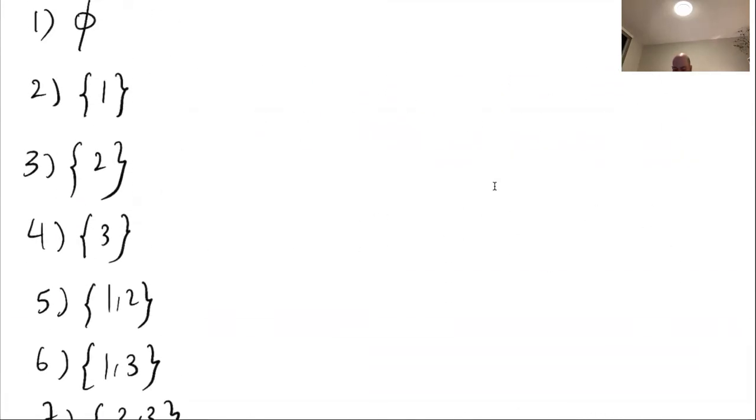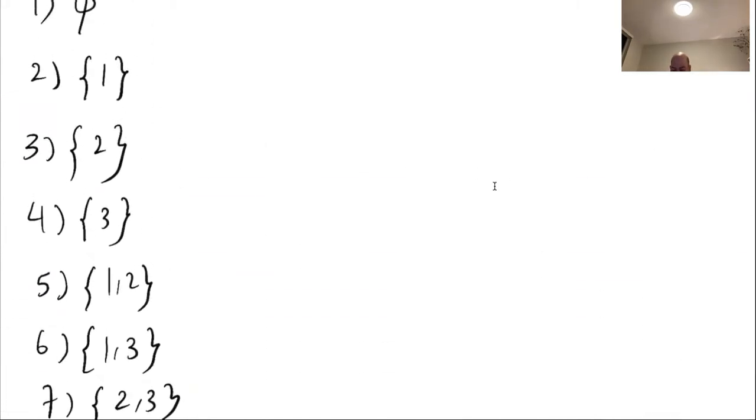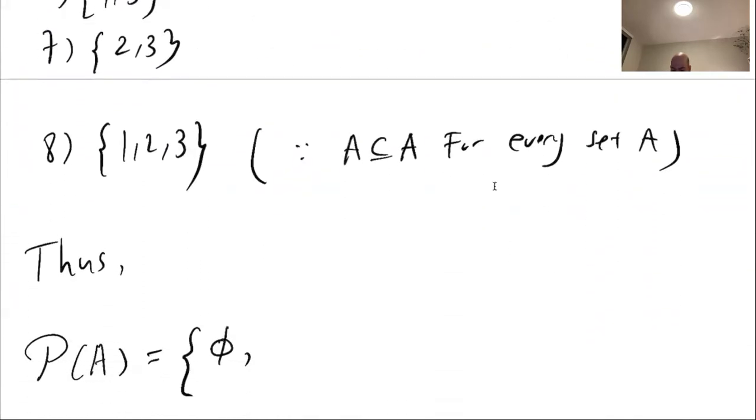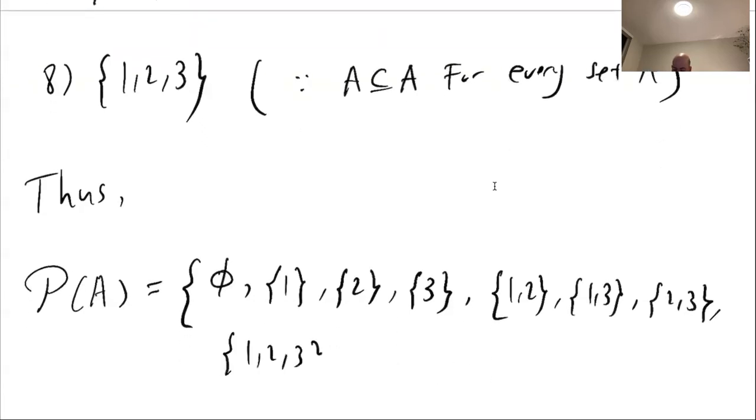Because it's a set of subsets, I have to use the set notation. Then I have to include all these 8 subsets, which are going to be phi, then the next one is {1}, {2}, {3}, {1, 2}, {1, 3}, {2, 3}, and {1, 2, 3}. So how many elements does A have?